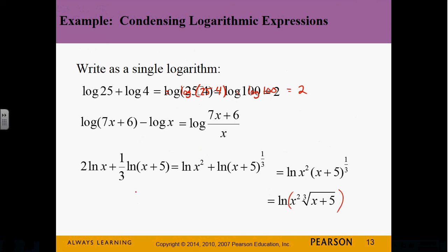What if you had just a little curiosity? Does anybody know how to deal with that? x plus 5 to the 2/3? How would you write that without using an exponent?